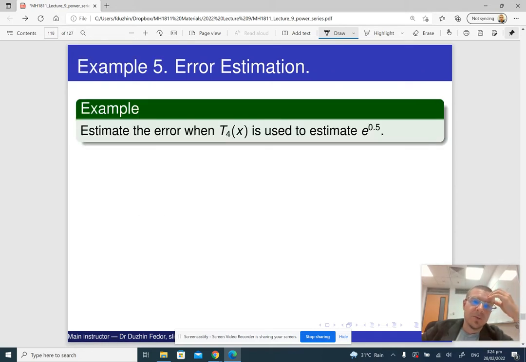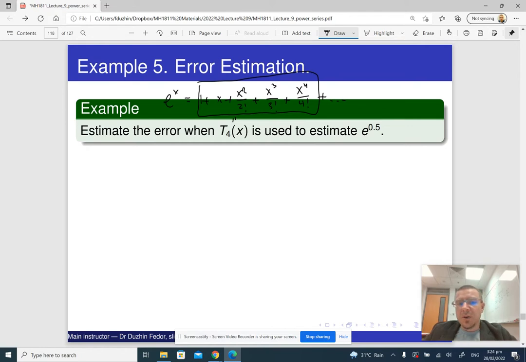So here is an example. Estimate the error when T4 is used to estimate the square root of e. The idea here is that e to the x is 1 plus x plus x squared over 2 factorial plus x cubed over 3 factorial plus x to the 4 over 4 factorial plus, and so on. So this part is our T4. And the question is, how good is this?